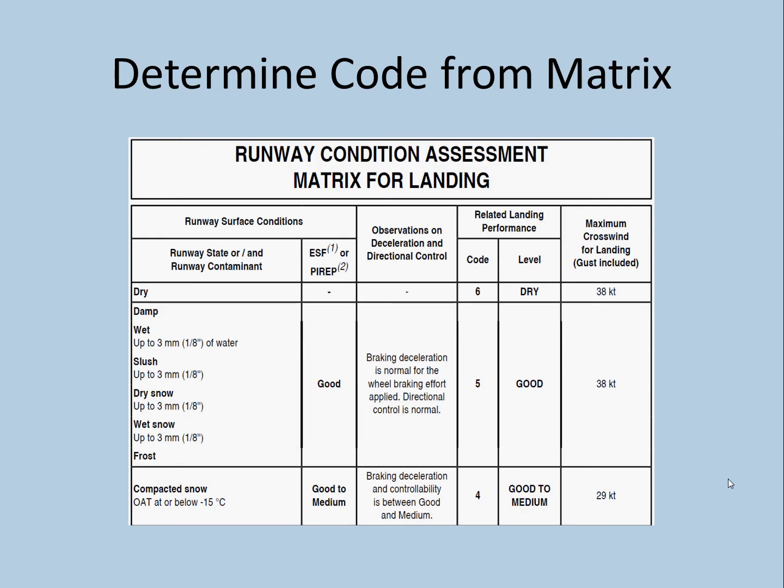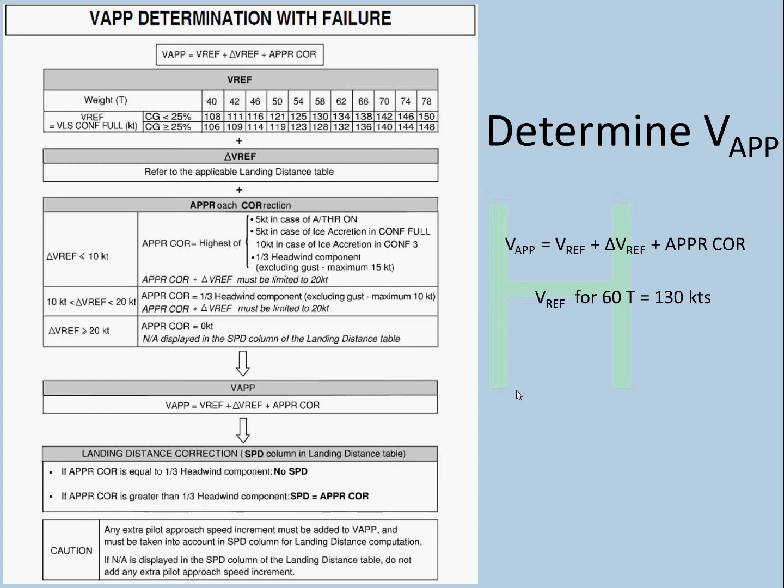This is from the QRH runway condition assessment matrix for landing. The runway condition was given as wet up to 3 millimeters of water. So the code that we find out is number 5 and level good. Just keep this in mind. This is used to find out what table you will use to find the landing distance. Once that is done, we can go to the next step, that is, determine the V approach.